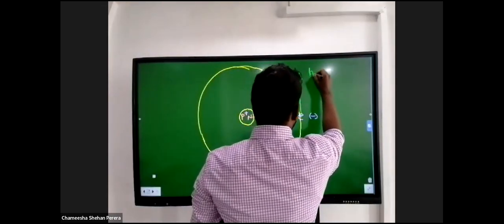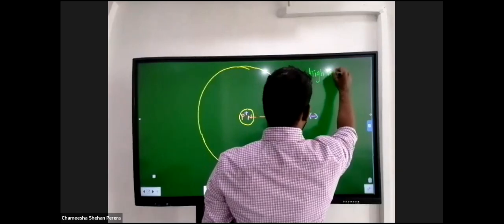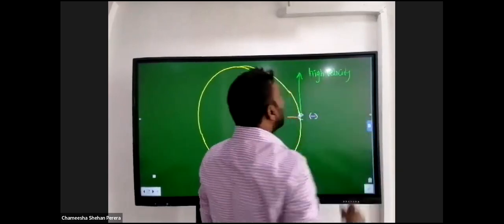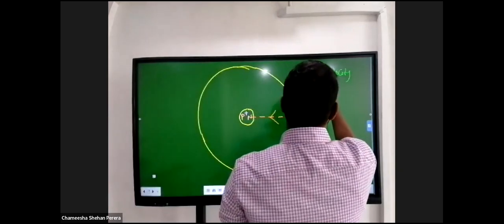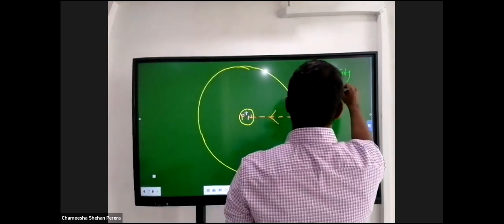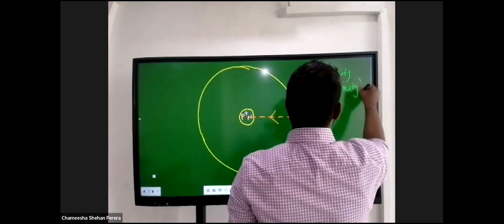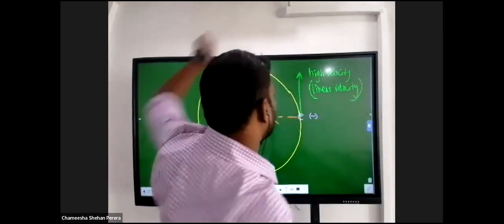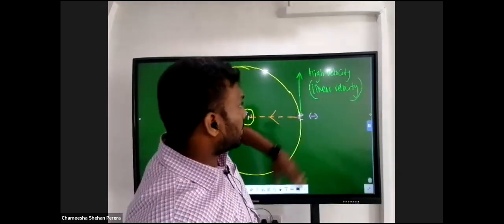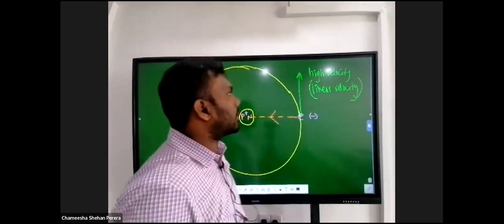This is high velocity. We mentioned high velocity. So if they have a high velocity, that means they are moving, right? A high velocity, I would mention it's a linear velocity, right? Linear velocity means what? Straight line velocity, not a circular velocity. Now, the electron is trying to move circularly, while the electron has a straight line velocity.